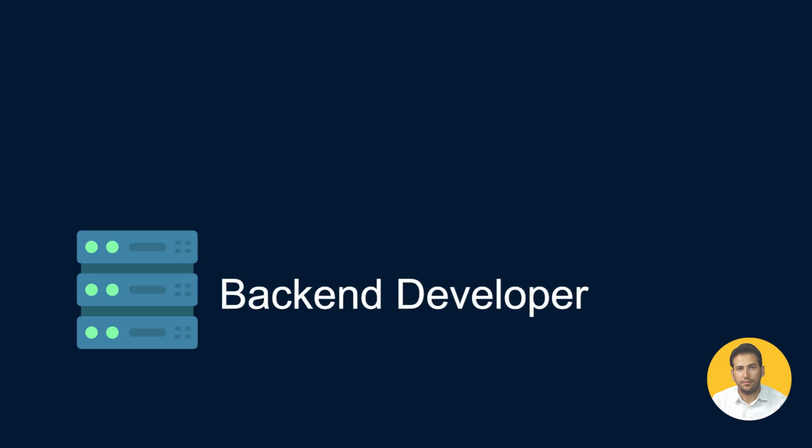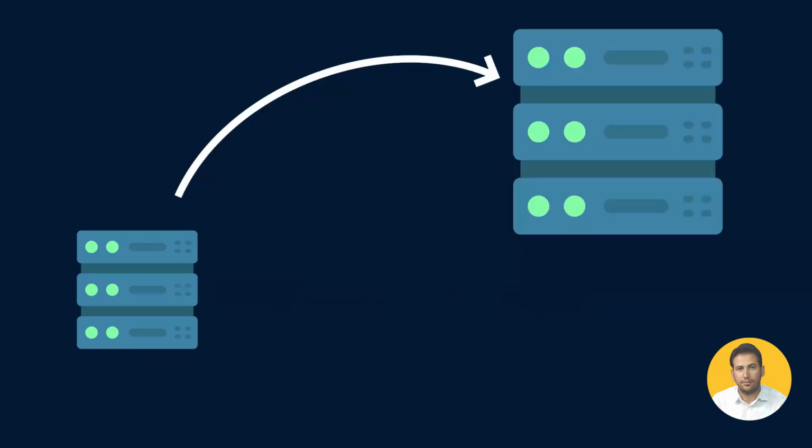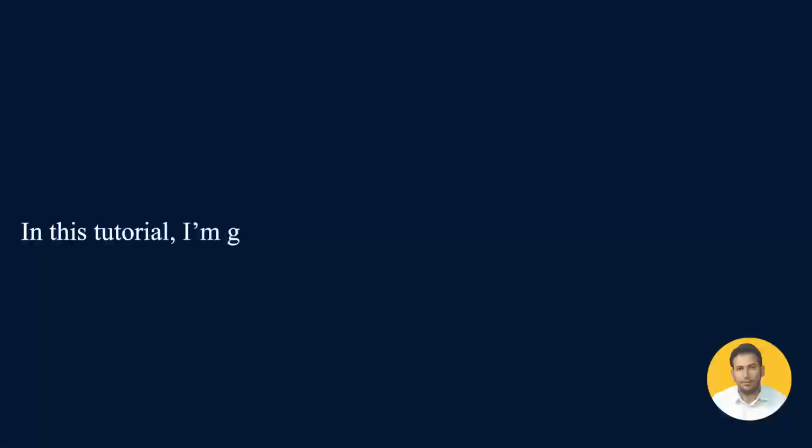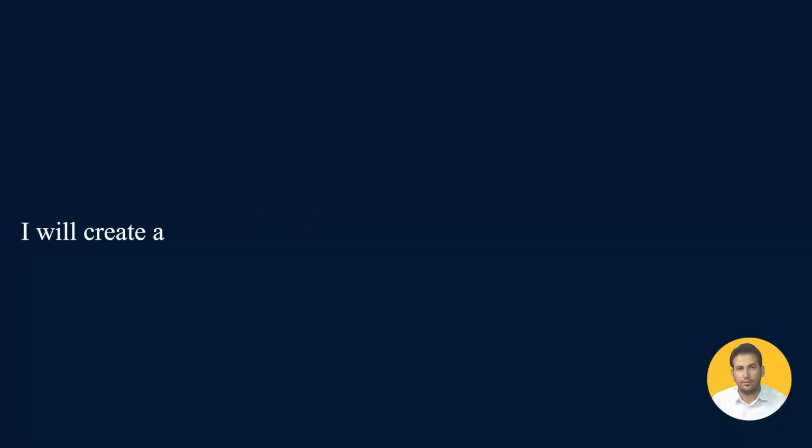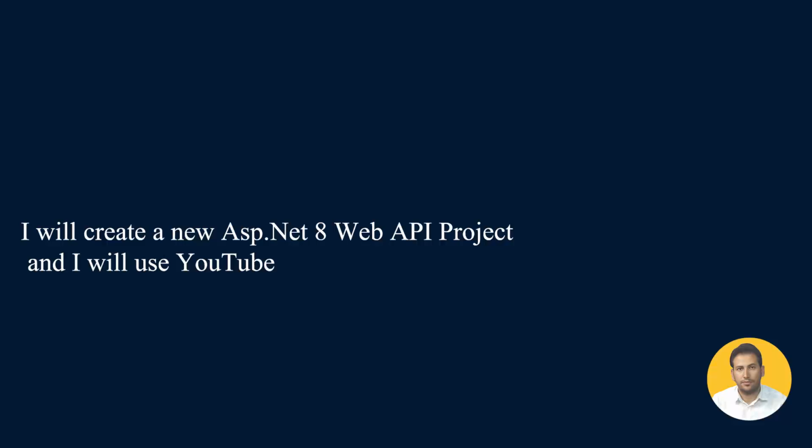As a backend developer, you must be able to communicate with external services. It is an important skill for you. In this tutorial, I'm going to show you this with a good practical example, YouTube Data API. I will create a new ASP.NET 8 Web API project and I will use YouTube NuGet package for this tutorial.